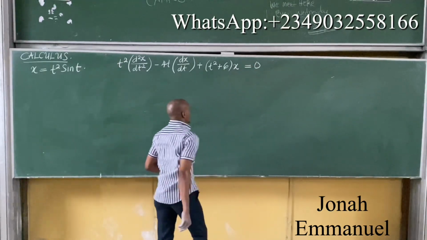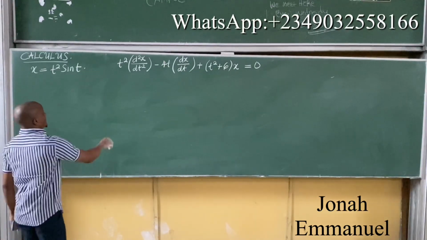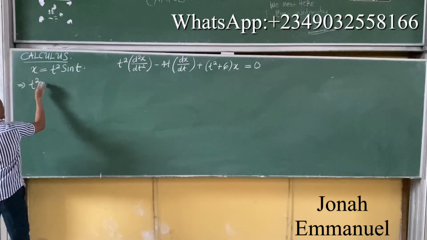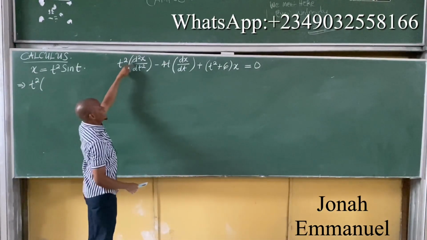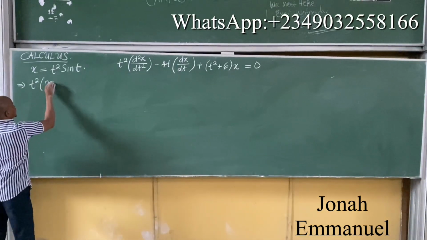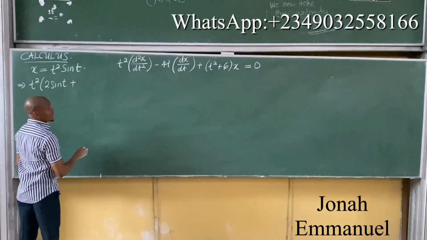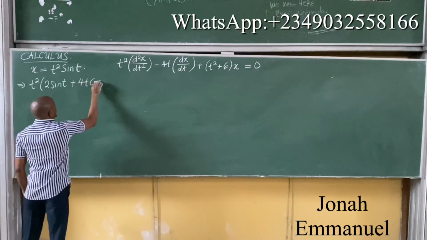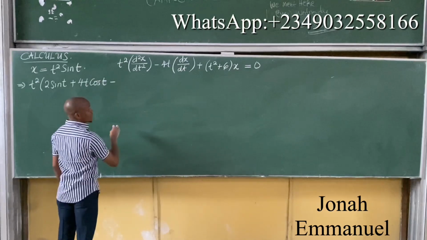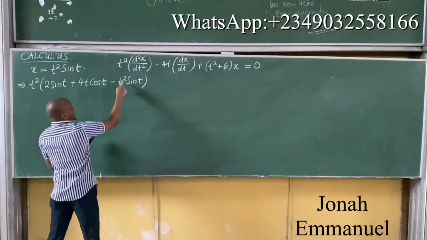Alright, so let's prove this. It's as easy as plugging in all our values. Starting from here, that will be t² times d²x/dt², which is 2 sin t plus 4t cos t minus t² sin t.